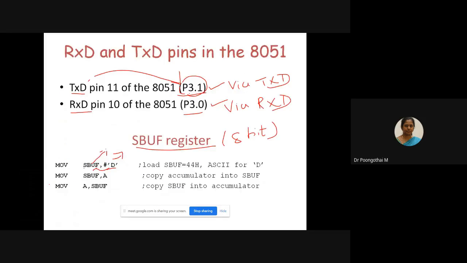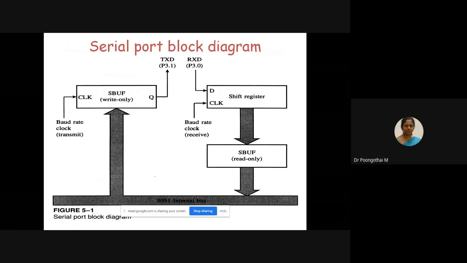So it's an 8-bit register. Again, we can transfer the accumulator content to SBUF and SBUF to accumulator. This will perform only 8-bit data transmissions since it is an 8-bit register. And this is a block diagram of your SBUF. SBUF is physically two registers. One is a write-only register, the other one is the read-only register.